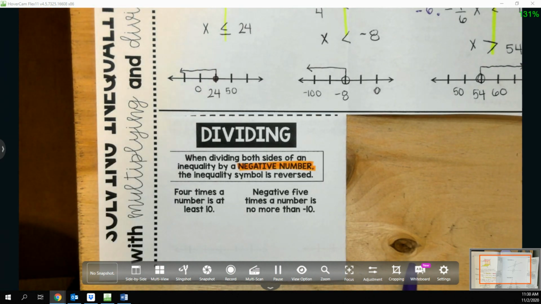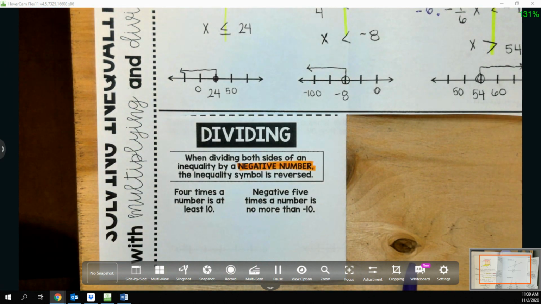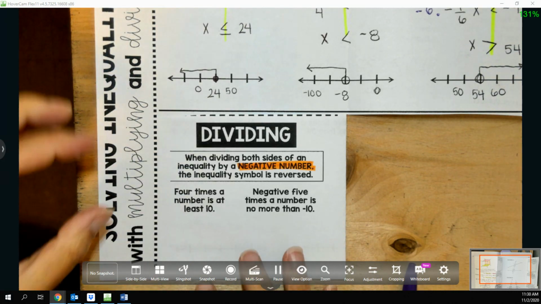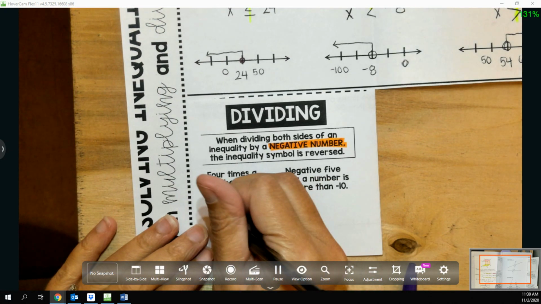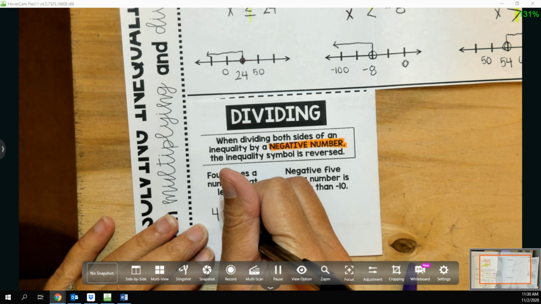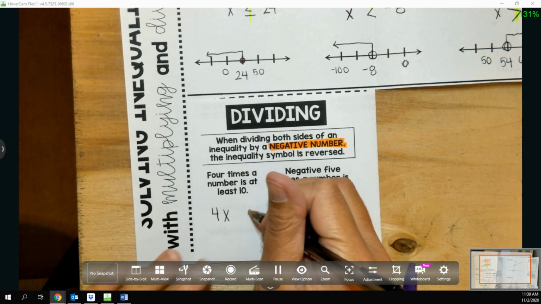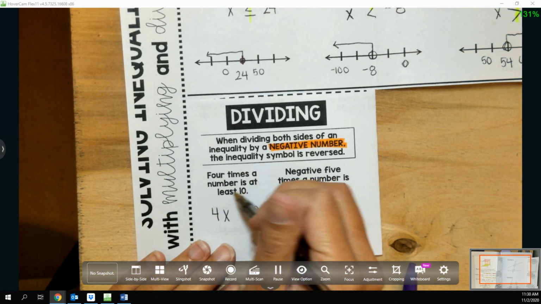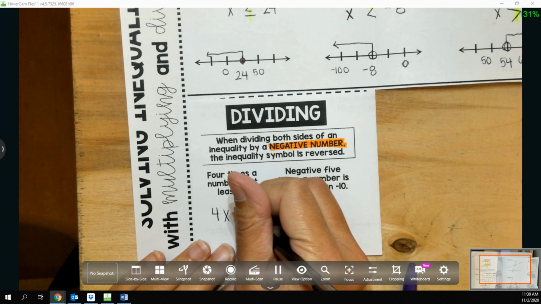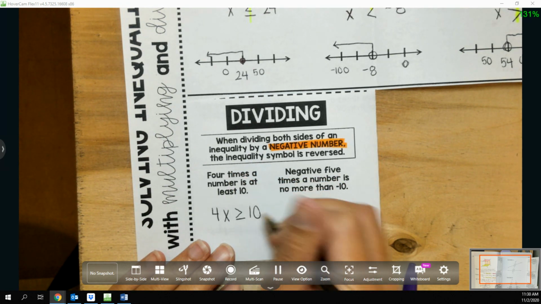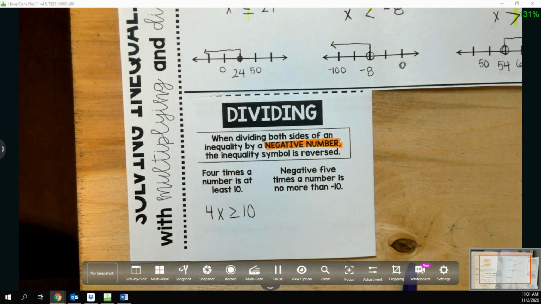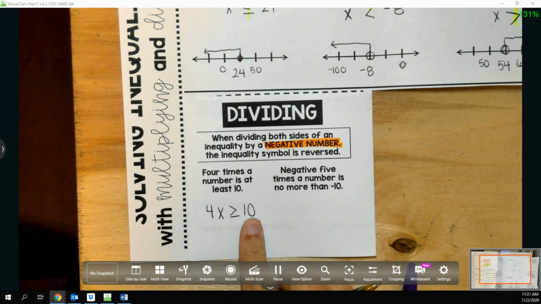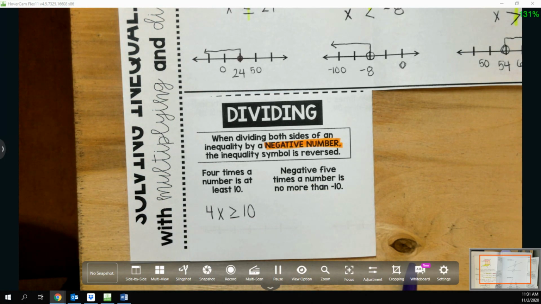When I divide both sides by a negative number, I have to reverse my inequality symbol. An example of that would be 4 times a number is at least 10. At least is greater than or equal to, so backwards, because this has to be at least 10, but it could be bigger. So it could equal 10, but it could be bigger.